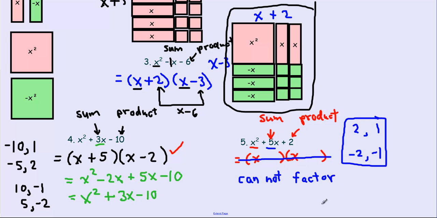Because it's not that every single one can be factored into the product of two binomials. Okay, so that's why sometimes the questions will say factor, and then comma, if possible. And that's the end of the tutorial.